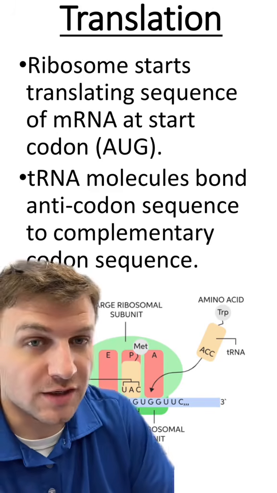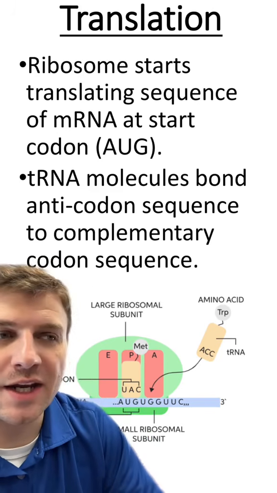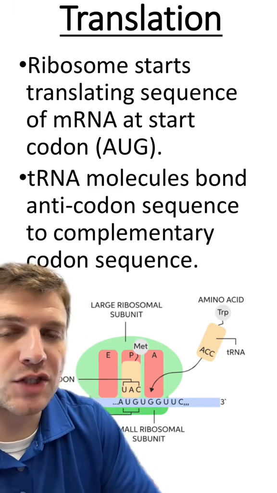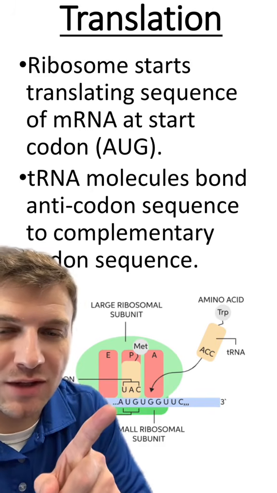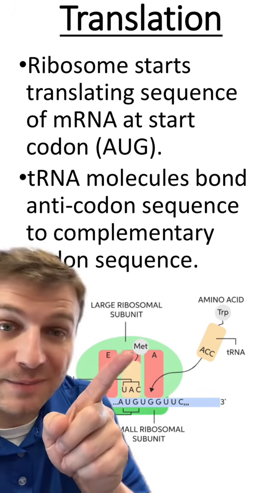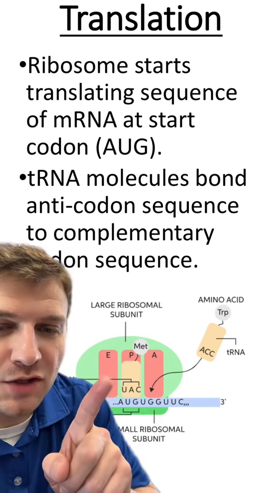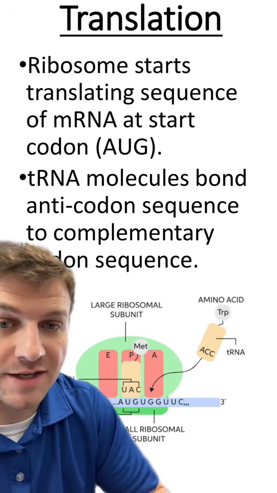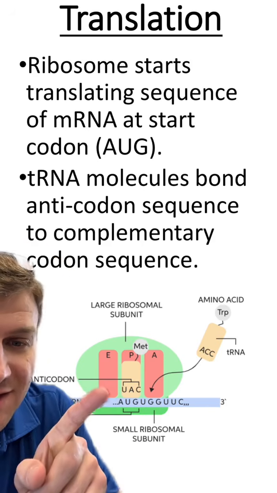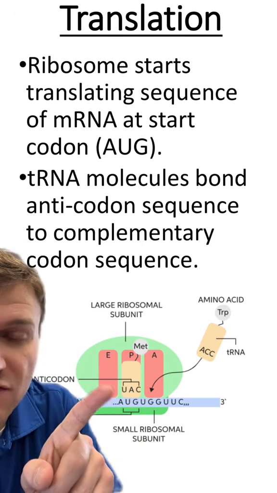is AUG. tRNA molecules are going to bring in amino acids that correspond with the codon sequence in the mRNA. For example, AUG is going to code for methionine, or MET. These tRNA molecules will also have an anticodon sequence that's complementary to the mRNA sequence. As you can see, the anticodon sequence for AUG is UAC.